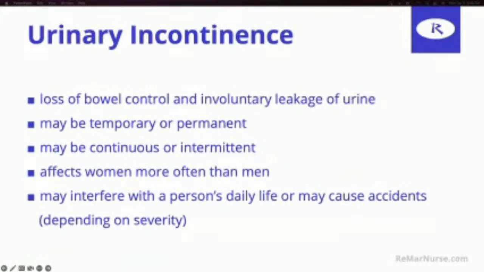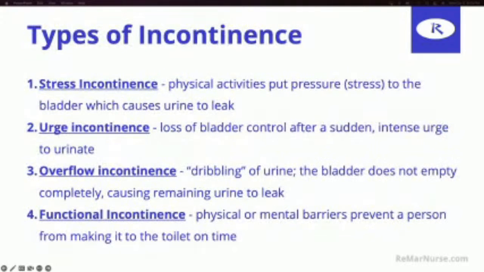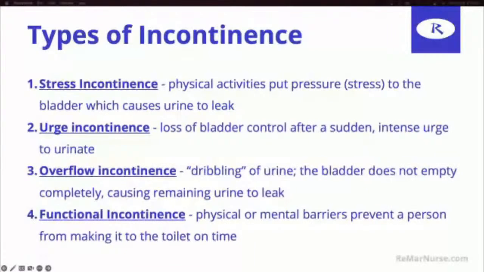So I want to talk about the 4 types of urinary incontinence. We're having stress, urge, overflow, or functional incontinence. All right, so let's just start with stress incontinence. And when we are talking about stress incontinence, this is actually usually caused by a weak pelvic floor. And so physical activities that put stress on the bladder cause the bladder to leak.